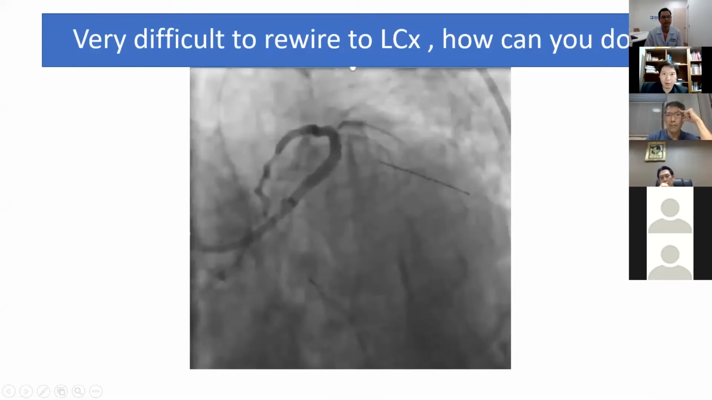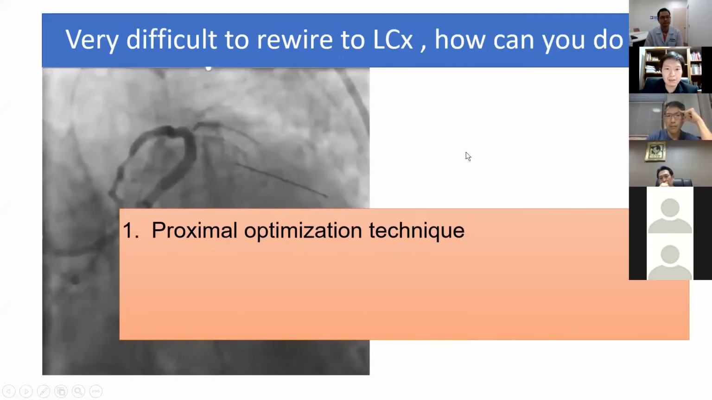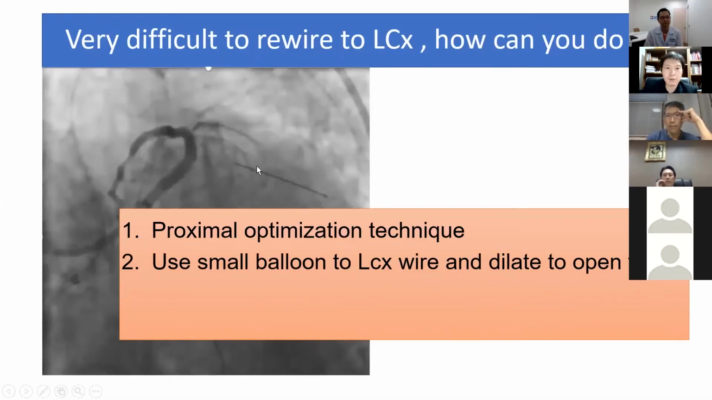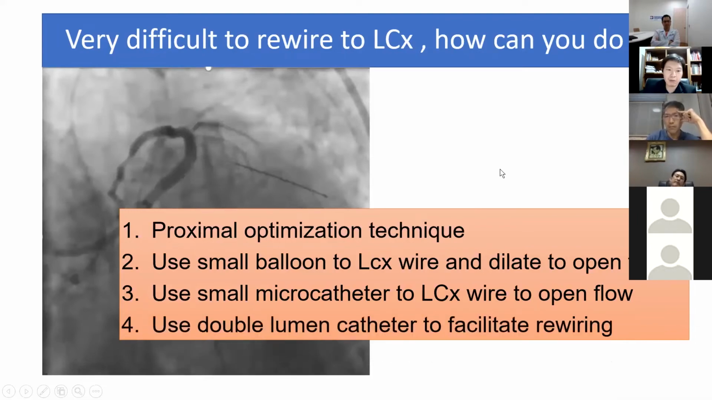At the time, I tried quickly to wire into the circumflex, but it was very difficult and I failed several times. So I planned, because it's difficult to wire the side branch, to use the proximal optimization technique, dilating the proximal balloon larger. Or if it still fails to wire in, I might use a small balloon for a fake wire and dilate to open flow, because the patient has a lot of pain now. Or use a small microcatheter to the circumflex wire to open flow, or use the balloon main catheter to facilitate rewiring.